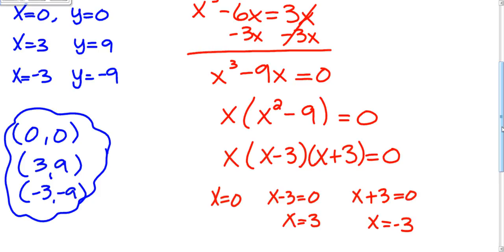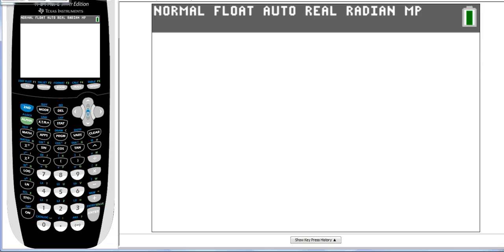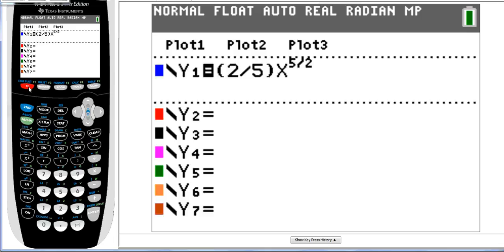So we are going to put these two equations into our calculator, and we're going to check this. When you put equations into your calculator, remember that you need them solved for y. So we're going to go up to y. I'm going to clear out what I already have in here. My first equation was x cubed minus 6x. So here's my x value, I'm going to cube it, and then I have minus 6x.